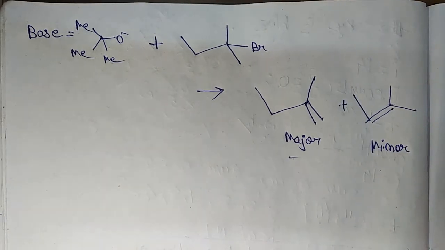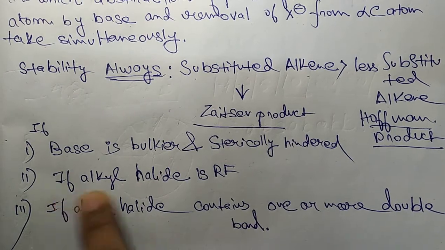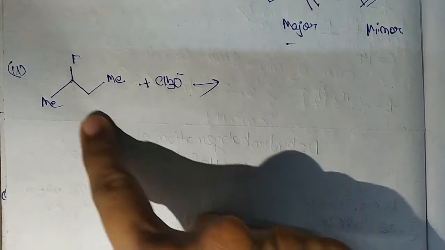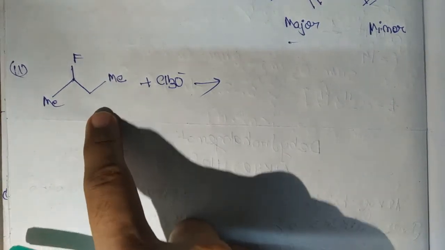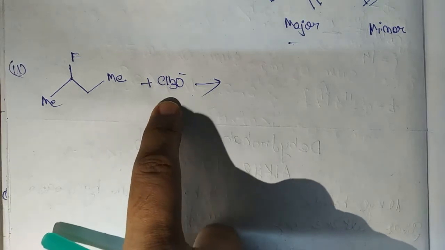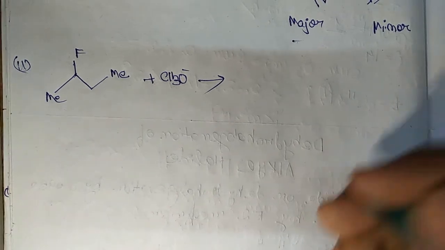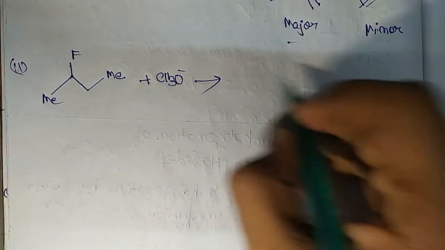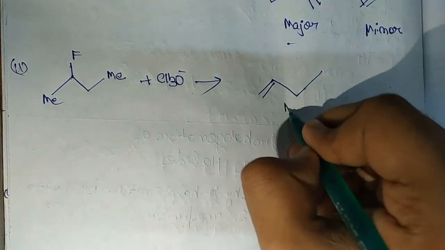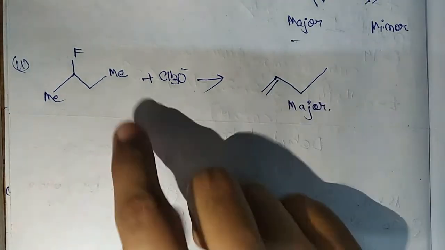Now we will move to the second case. Our second case is if the alkyl halide is an RF. So friends, in this case our RX is actually RF. Here it is fluorine and it reacts with methoxide ion, giving a dehydrohalogenation reaction. In this case our major product is this one. So it is actually our Hofmann product. Here the less substituted alkene is formed in this case.